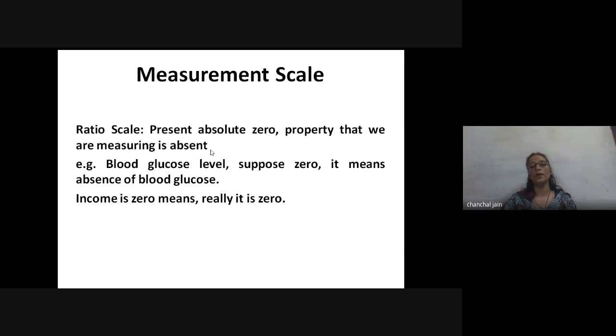Ratio scale has all the properties of the previous three scales, that is nominal, ordinal, and interval. For understanding ratio scales, I am giving an example of income. Suppose I am saying the income of a particular person is 0. So indeed it means income will be 0. So this way ratio scale has an absolute 0, but the other three scales don't have the absolute 0.